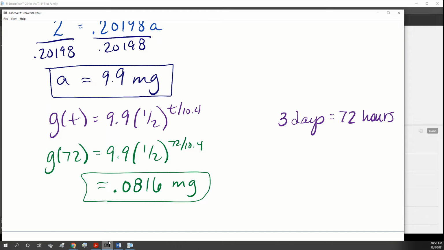All right, and then we're going to do 7, and we're going to move on to a different type of formula. So 7 says that a scientist begins with 250 grams of a radioactive substance. After 225 minutes, the sample has decayed to 32 grams. Find the half-life of this substance.